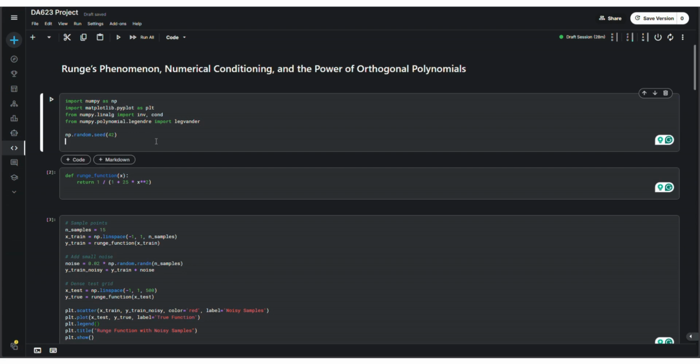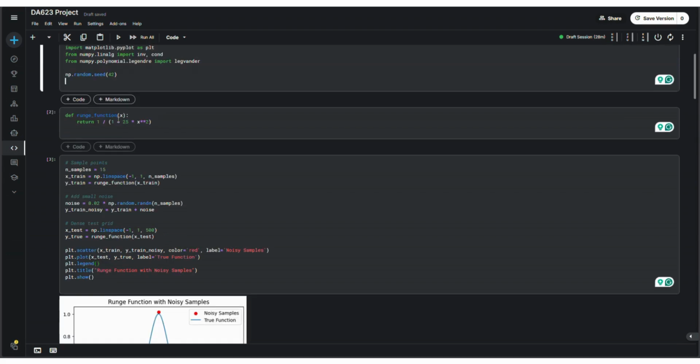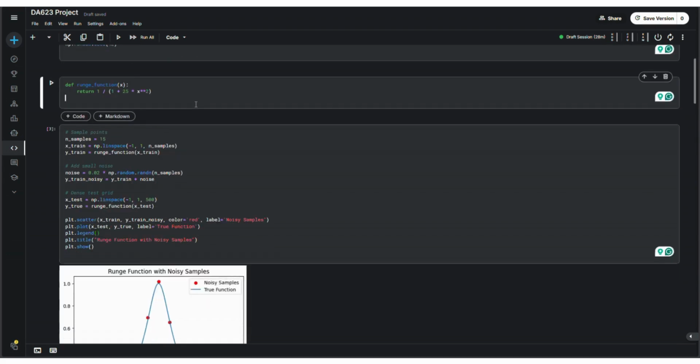In the first cell, I have imported all the necessary libraries such as NumPy and Matplotlib, and modules inside NumPy to perform the linear algebra and polynomial operations. In the second cell, I have defined a Runge function, which is a smooth, continuous, perfectly well-behaved function. If any instability appears in our result, it will not be because of the function itself. It will be because of the polynomial approximation only.